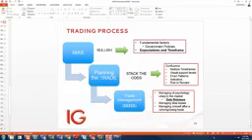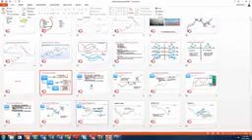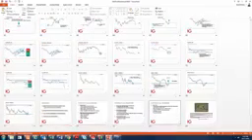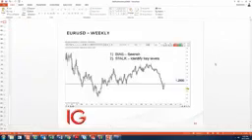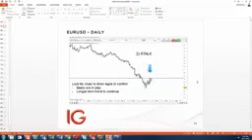Let me give you a few more examples. Let's see, euro dollar daily. Okay, let's start with euro dollar. Again, I'm starting from top down. So this is the euro dollar weekly chart. Very clear that it's bearish, isn't it? It's a downtrend. It broke a key level of 1.28. All good. And then we move down to a daily chart.